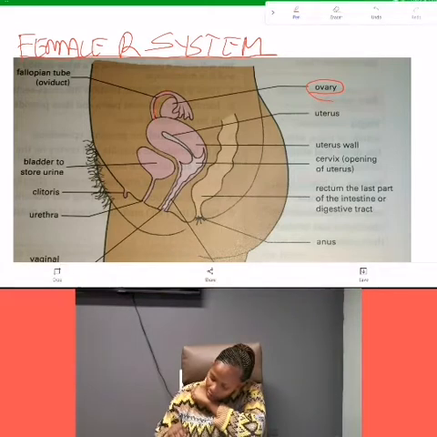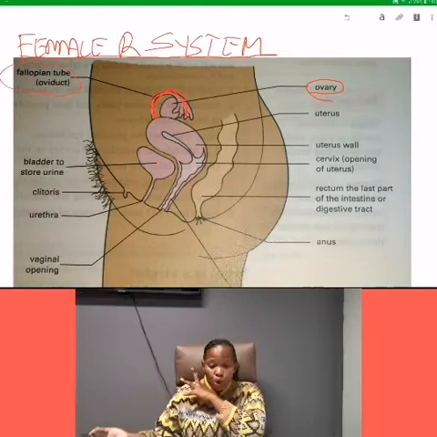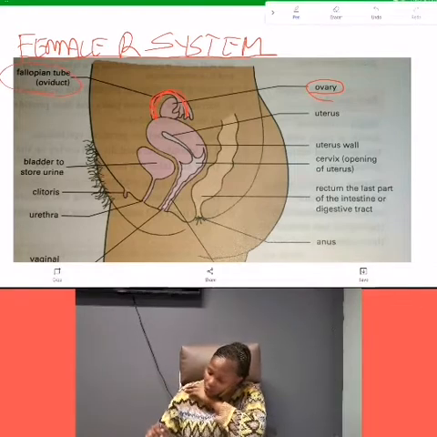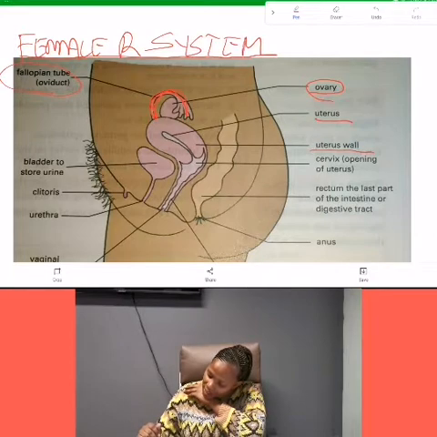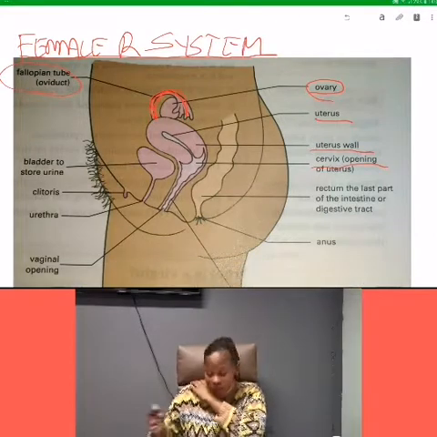And then this tube-like structure is the fallopian tube, which is also called an oviduct. We also have the uterus, and then we have the uterus wall. We have the cervix, which is the opening of the uterus.